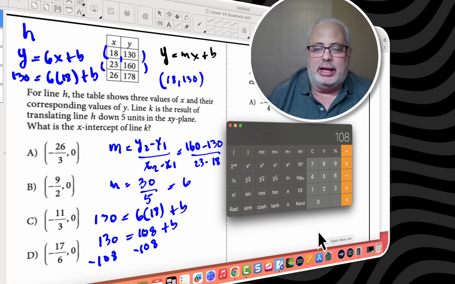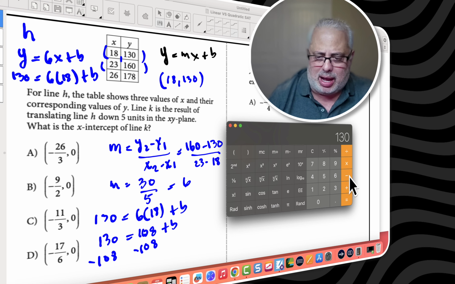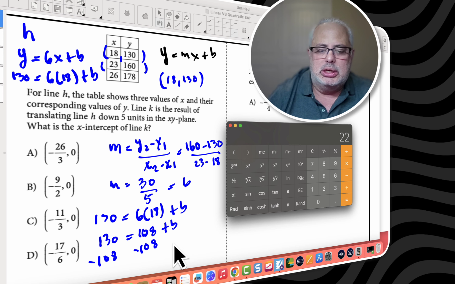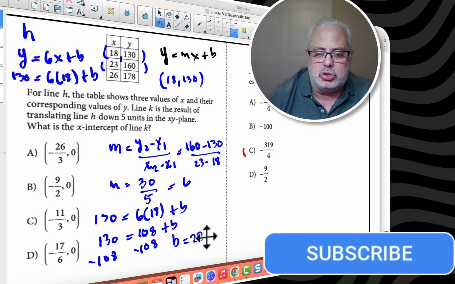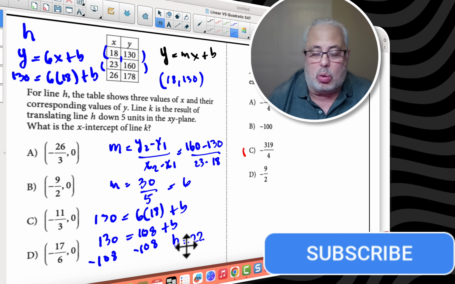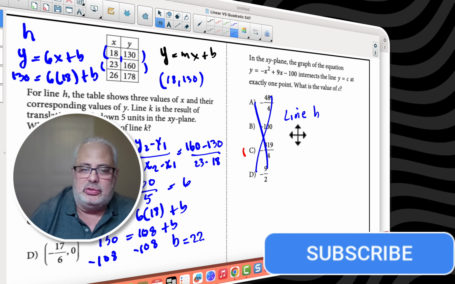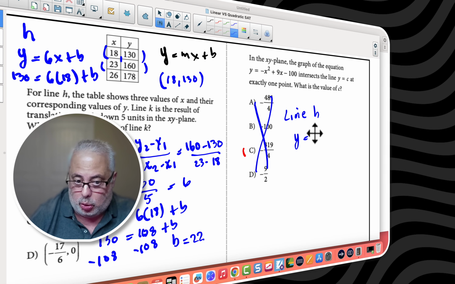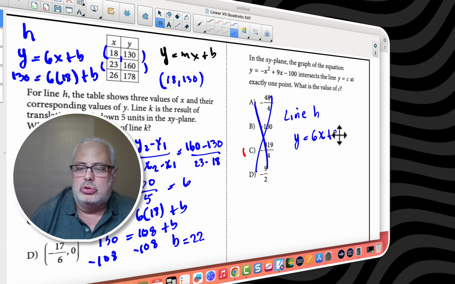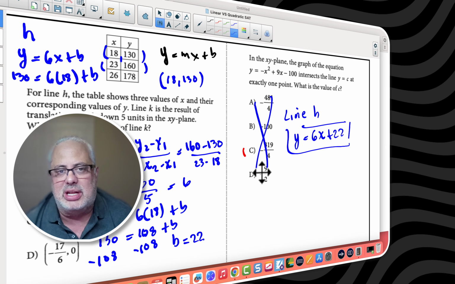So calculator in hand, and I subtract 130 minus 108. The answer is 22. So the y-intercept is 22 for line H. So we are ready to write line H. So let me do it here. Line H is y equals the slope, that was 6x plus 22. Beautiful. This is line H.